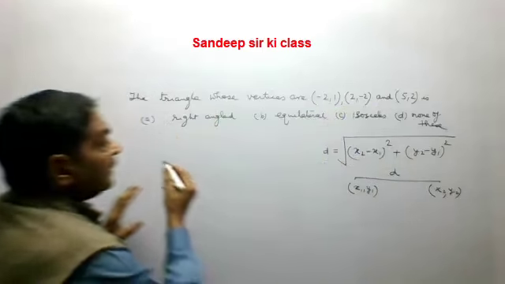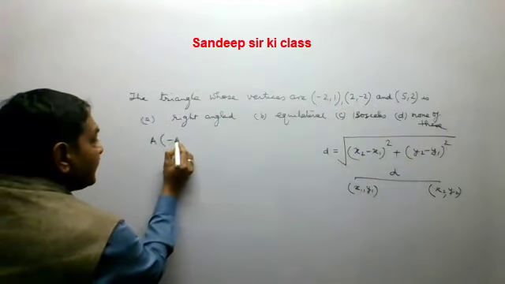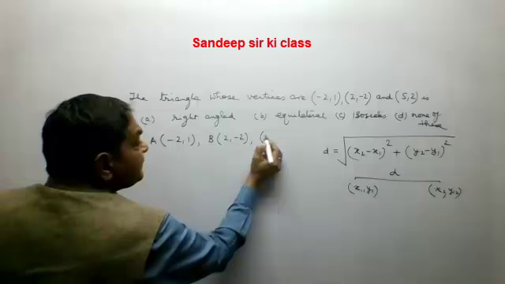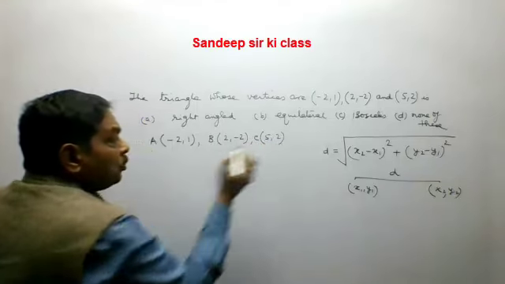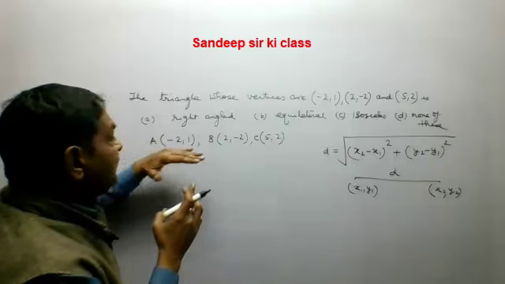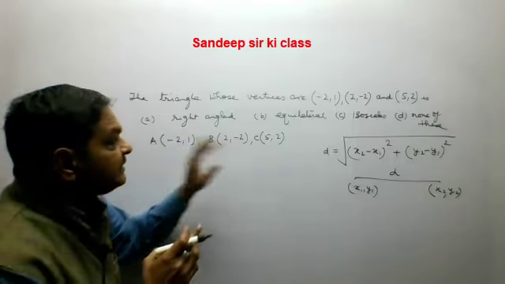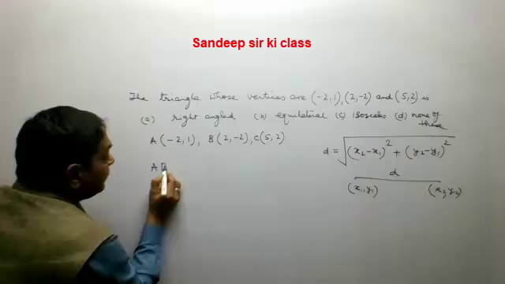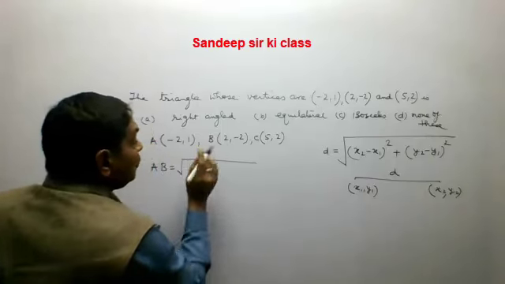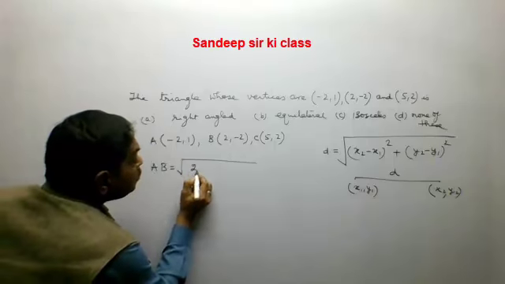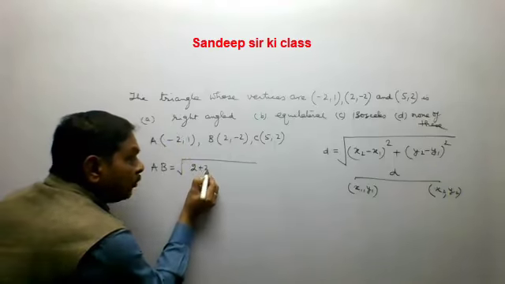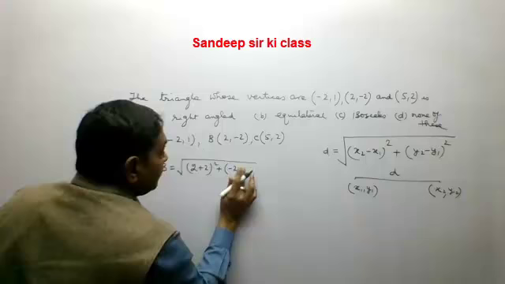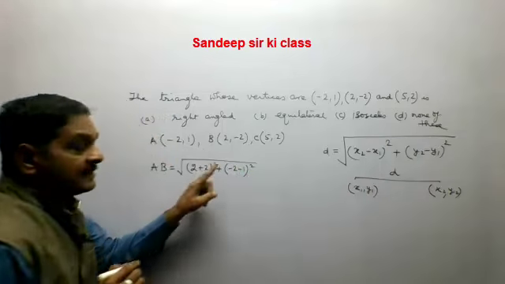Name these points. Let us say our A point is (-2, 1), B point is (2, -2), C point is (5, 2). I have given the name of these coordinates as points A, B and C. Now find the distance between the points. First I will find AB. AB is equal to under root (x2 minus x1) whole square, means 2 minus (-2), so it will be (2 plus 2) whole square plus (-2 minus 1) whole square. This is the distance AB.